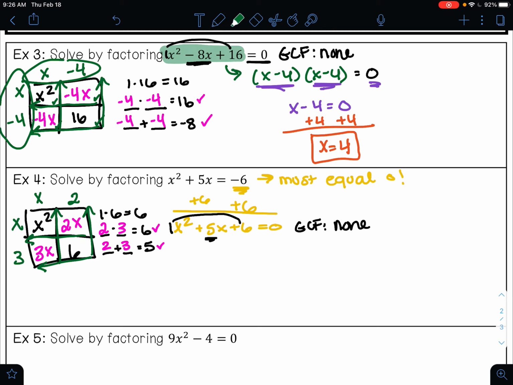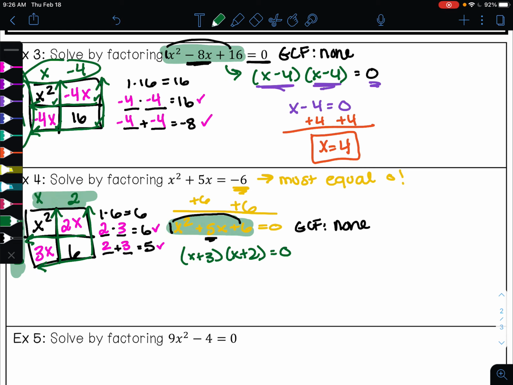So what we have just done is we have just factored this left side of the equation. And those factors are now x plus 3 times x plus 2. The right side of the equation still equals 0, so that just comes down.